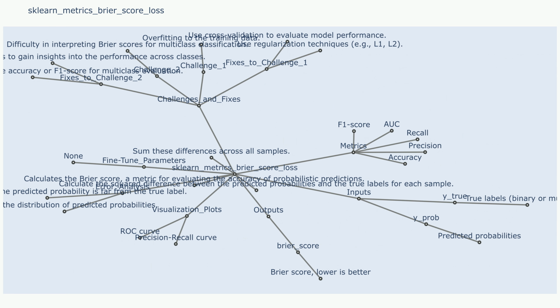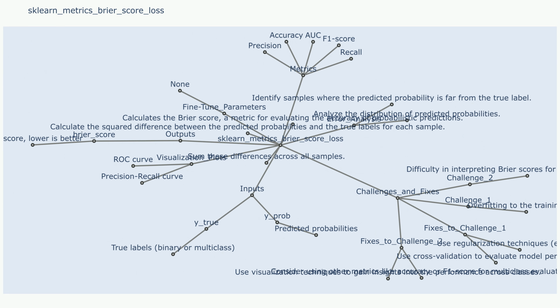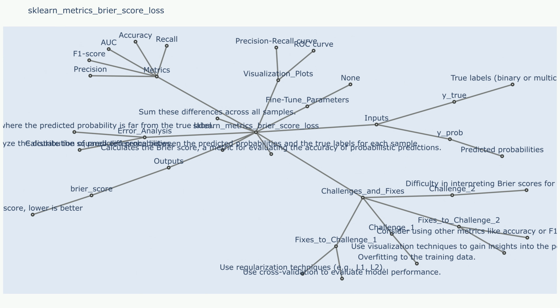Challenges and fixes. Challenge 1. The Brier score assumes that the predicted probabilities are well calibrated. If the model produces poorly calibrated probabilities, the Brier score may not be a reliable indicator of performance. Sample use case that resulted in challenge 1. A model that consistently underestimates the probability of the positive class.